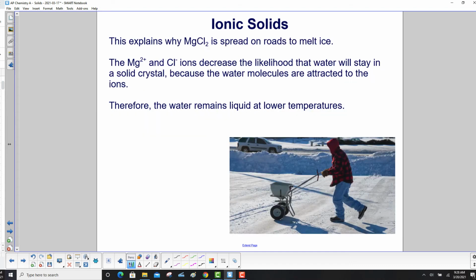This explains why magnesium chloride is spread on roads to melt ice. The magnesium and chloride ions decrease the likelihood that water will stay in a solid crystal because the water molecules are attracted to the ions. Therefore, the water remains liquid at lower temperatures.